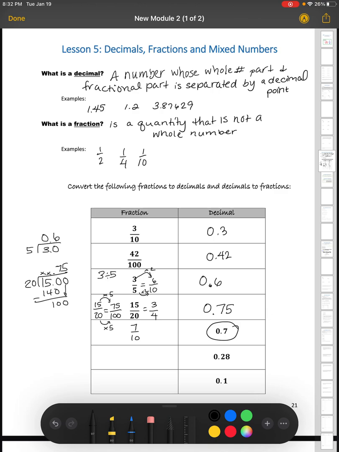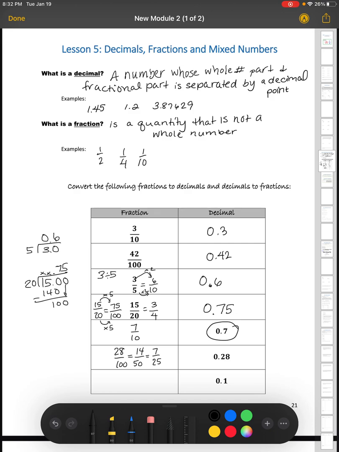The next one, you would read this as 28 hundredths. Again, 28 hundredths. So we're going to put the 28 out of 100, and then we're going to scale that down. We're going to simplify that. If I were to divide that by 2, it would be 14/50ths, right? But I can go lower. These are still both even numbers, so I'm going to go with 7/25ths. And that's as low as I can go there.